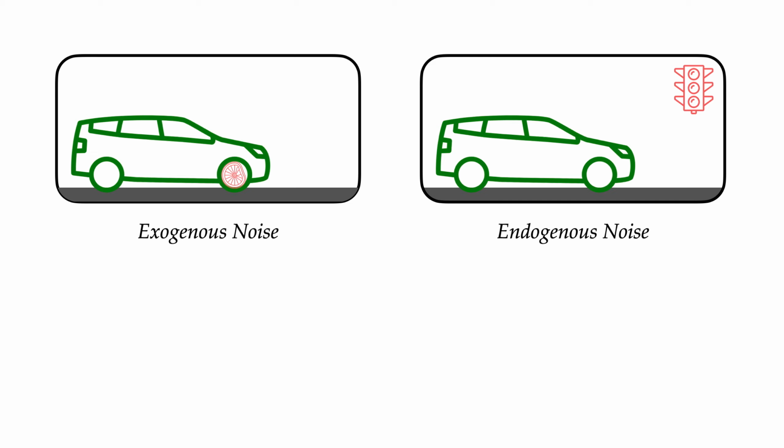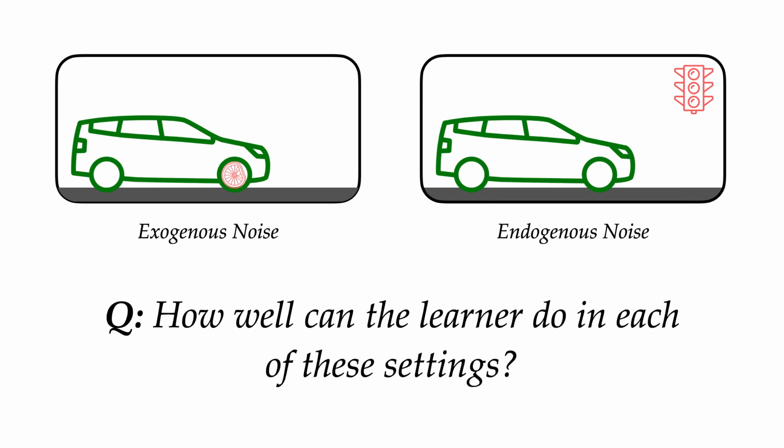While the difference between them is subtle, these two forms of confounding can lead to completely different performance characteristics for the learner's policy. We seek to answer the question of how well a learner can do in either of these settings. Let's start off by discussing the exogenous setting.